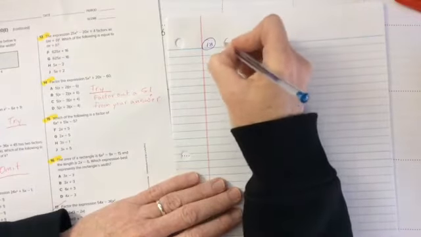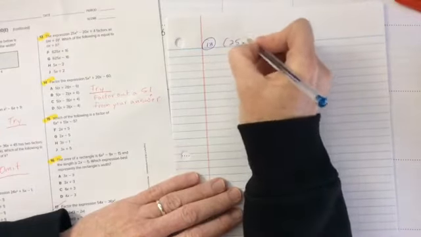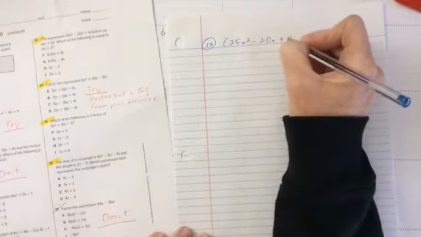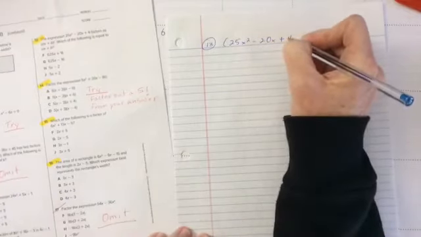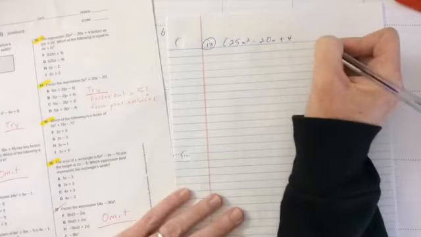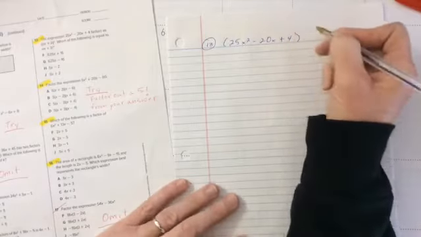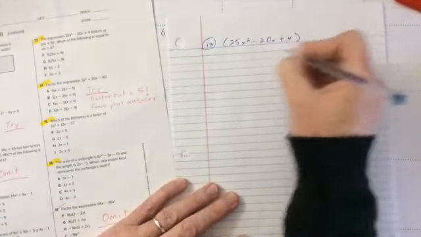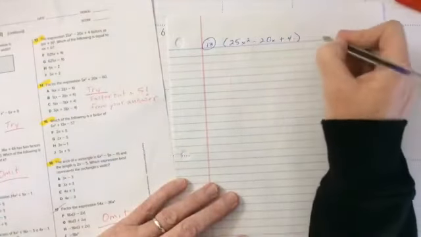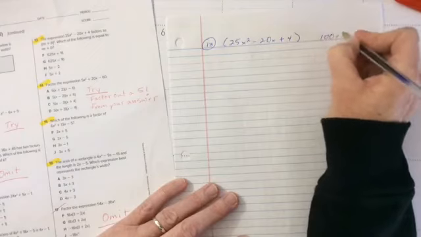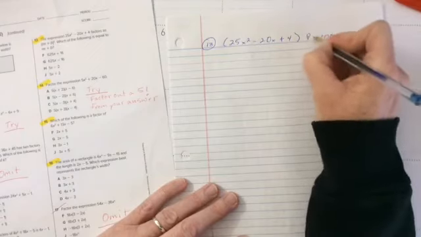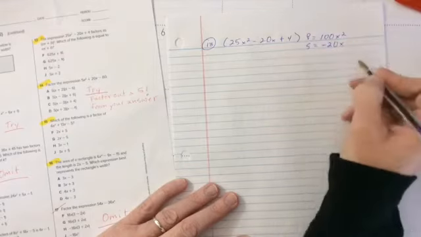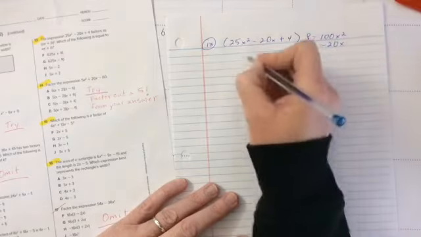Okay, so we have 25x squared minus 20x plus 4. And they're wanting to know, it looks like something times itself. So we're just going to do it in the same manner. 25 times 4 is 100x squared, that's the product. And the sum is negative 20x. So let's see what we have.